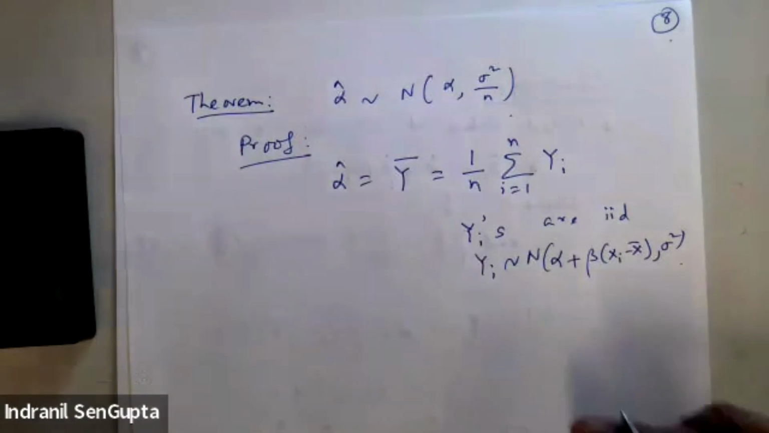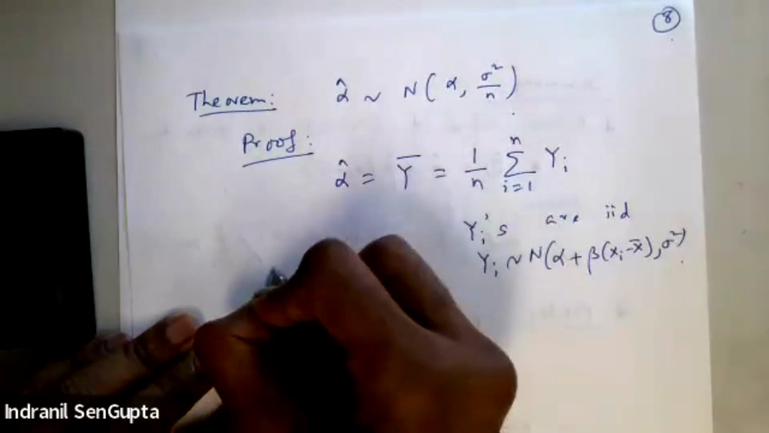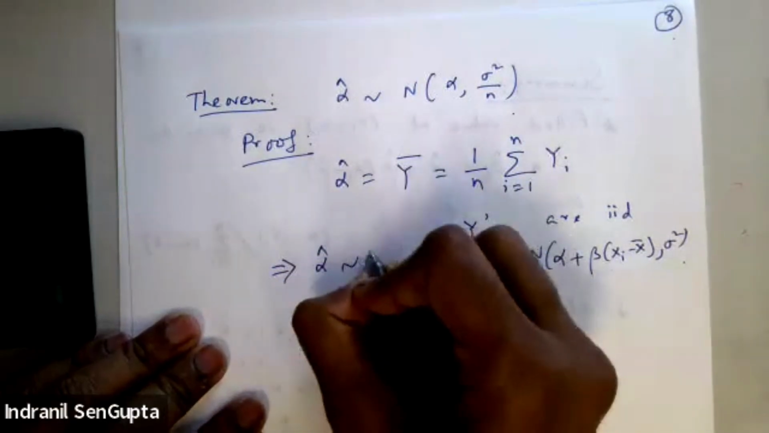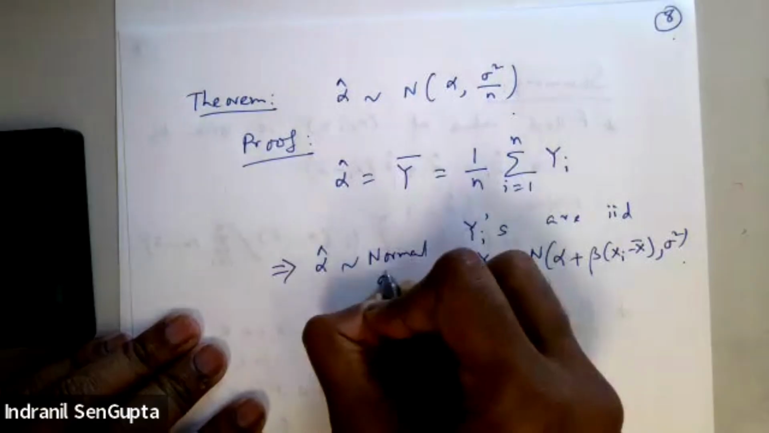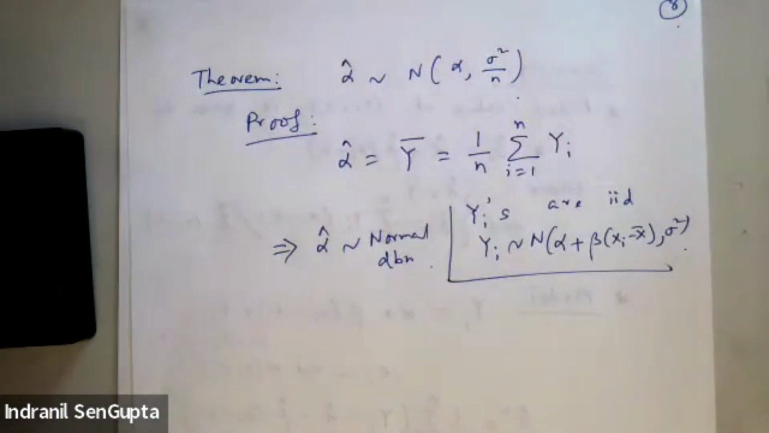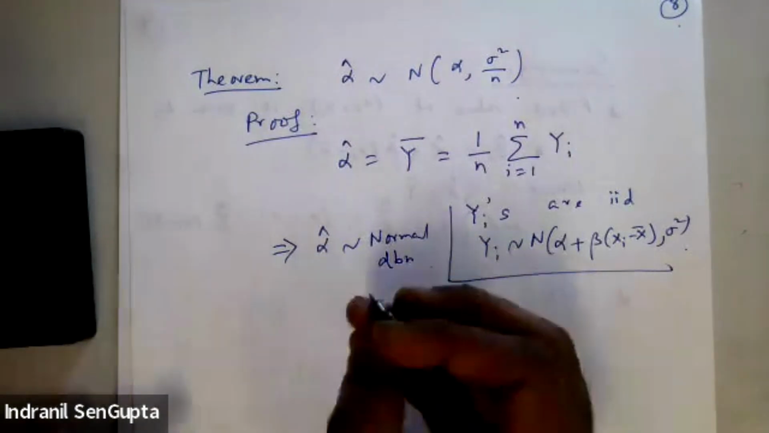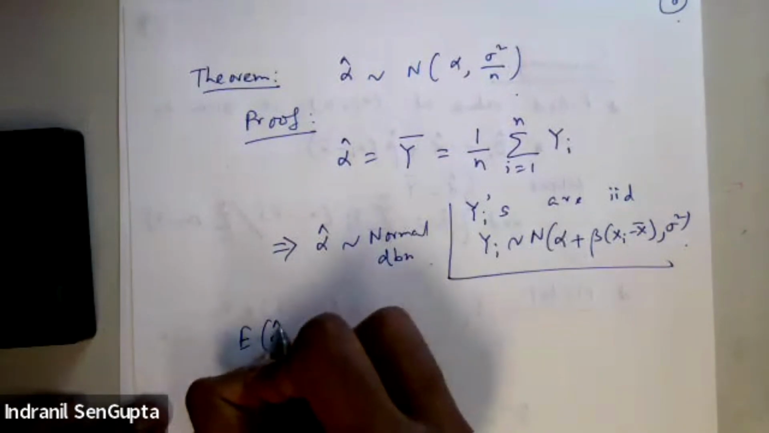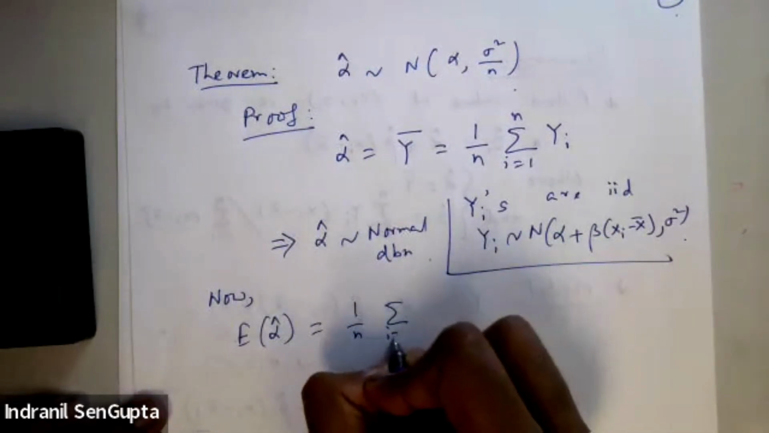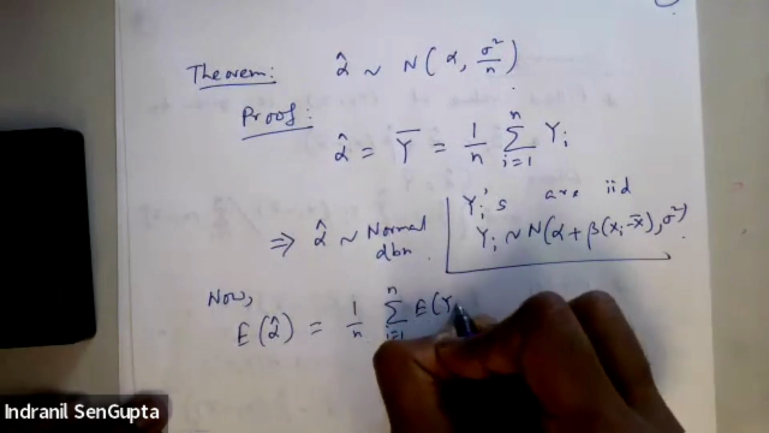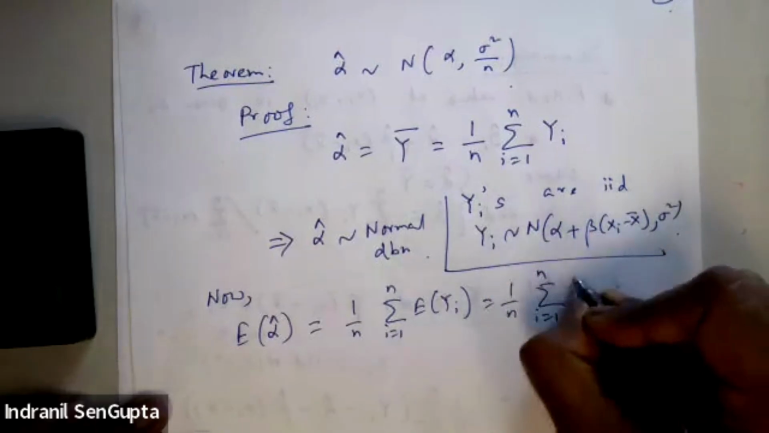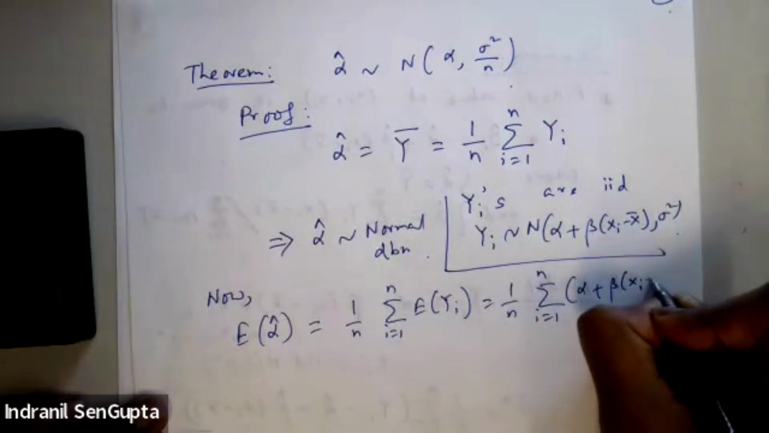Therefore, if alpha hat is this one, and it's a sum of normals, that means alpha hat follows normal. That's for sure, because it's a sum of independent normal distributions. What is the expected value? So E of alpha hat is given by 1 over n summation i from 1 to n E of yi. And E of yi is this one. So it's 1 over n summation i from 1 to n of alpha plus beta xi minus x bar.